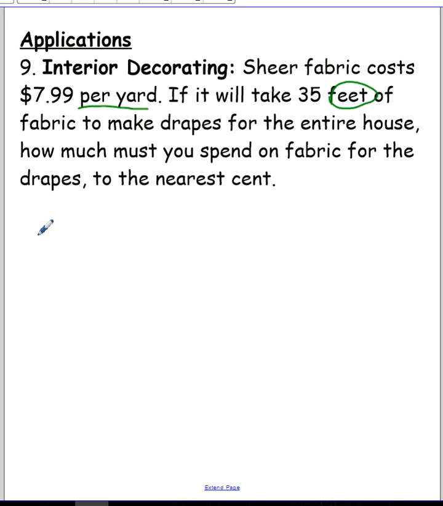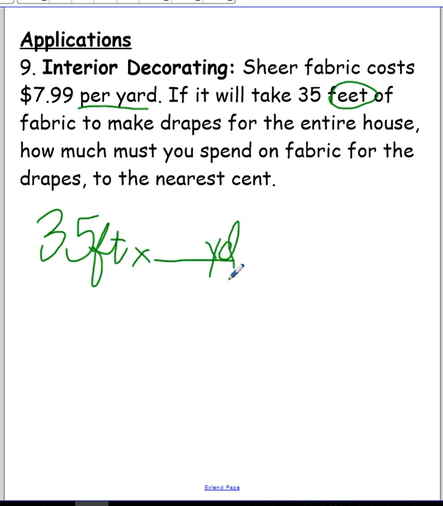And so let's take the 35 feet that we're given and change it into yards, which is for our cost. So again, the yard is the unit of measurement we want to keep, so that goes on the top. Feet is the unit of measurement we want to get rid of, so that goes on the bottom. And the equivalent ratio is that there's 3 feet in 1 yard. So that'll convert that into yards.